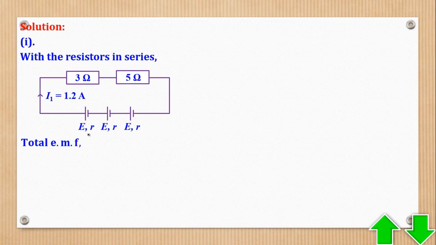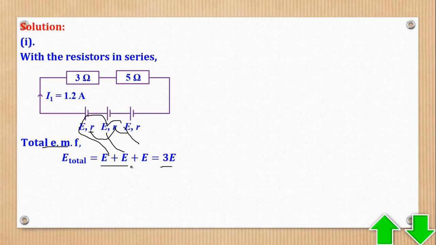So total E.M.F, because they're in series, total E.M.F will be got by adding all of them. Add this, add this, add this, so we'll get 3E. So what we have done, we have let E be the E.M.F for each cell, and small r to be the internal resistance for each cell. Remember, they are identical, so they all have E.M.F of E and internal resistance of r. So the total E.M.F will be got by adding the 3 to give you 3E.